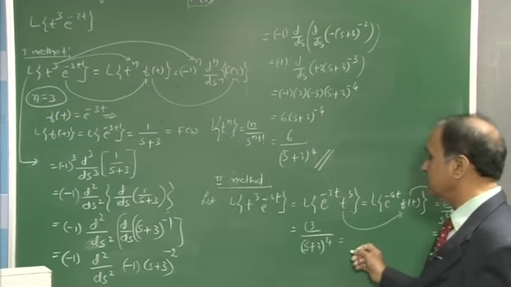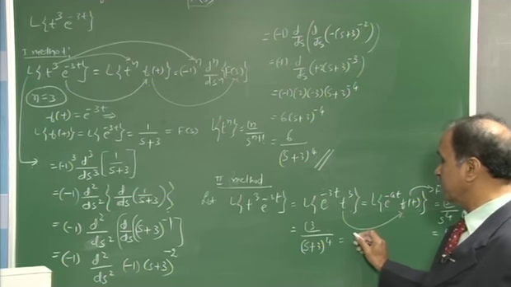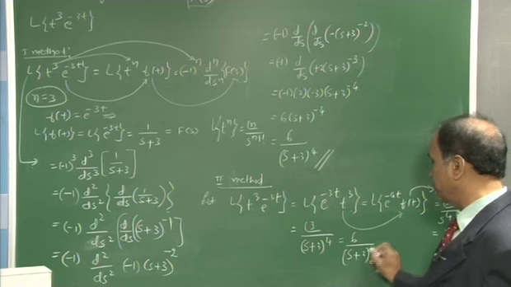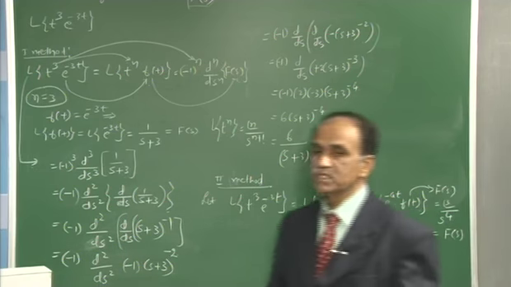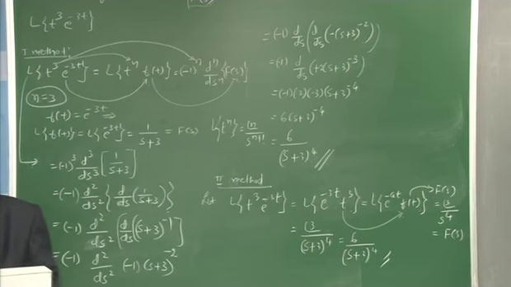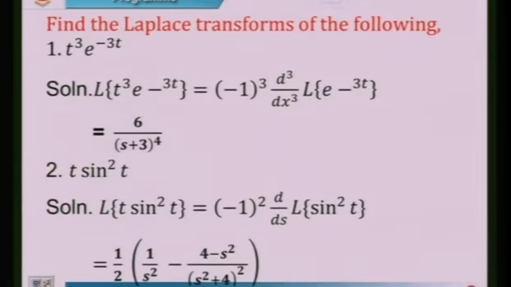This is your answer. If you want to conclude directly, that is 3 factorial is 6 and then (s plus 3) whole to the power of 4. So this is the procedure. So only I call it a typical problem. You can interchange, or you can solve directly, or you can interchange the things like this.